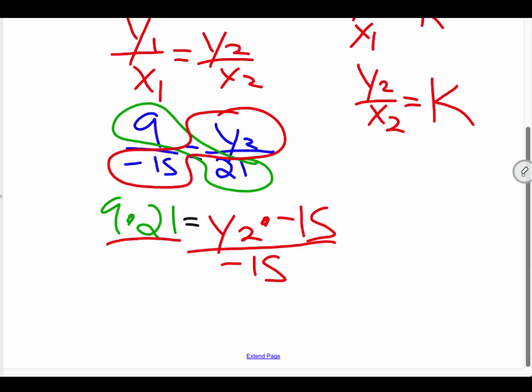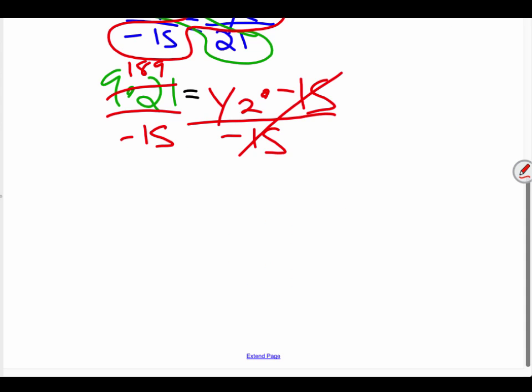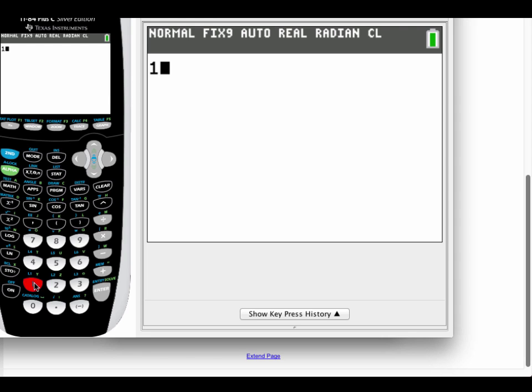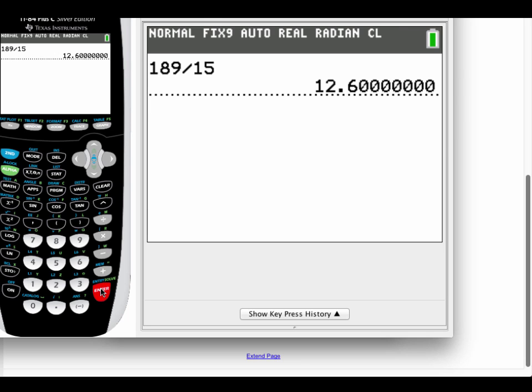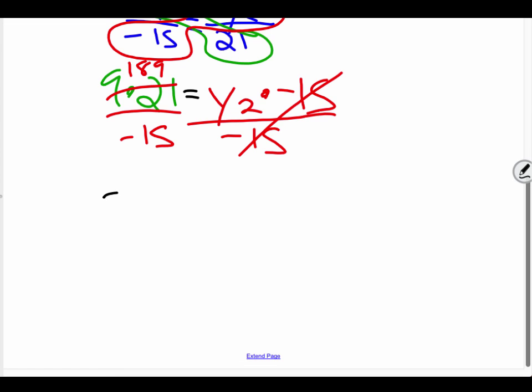Oops, getting ahead of myself. What's 9 times 21? Is that 189? Yes. So that's 189. You sure? Yes. All right. What's 189 divided by negative 15? A number. So we're going to say 189 divided by 15. Negative 12.6. So it's negative 12.6. So this will be negative 12.6.